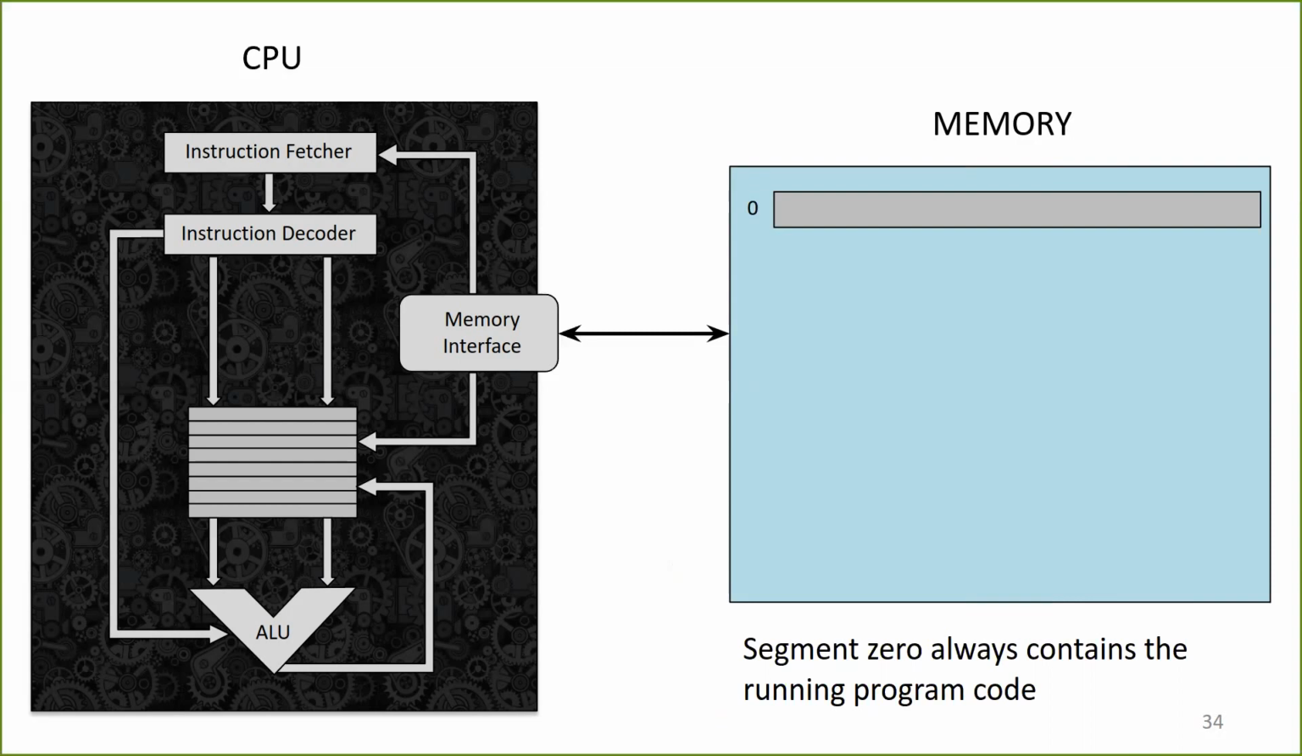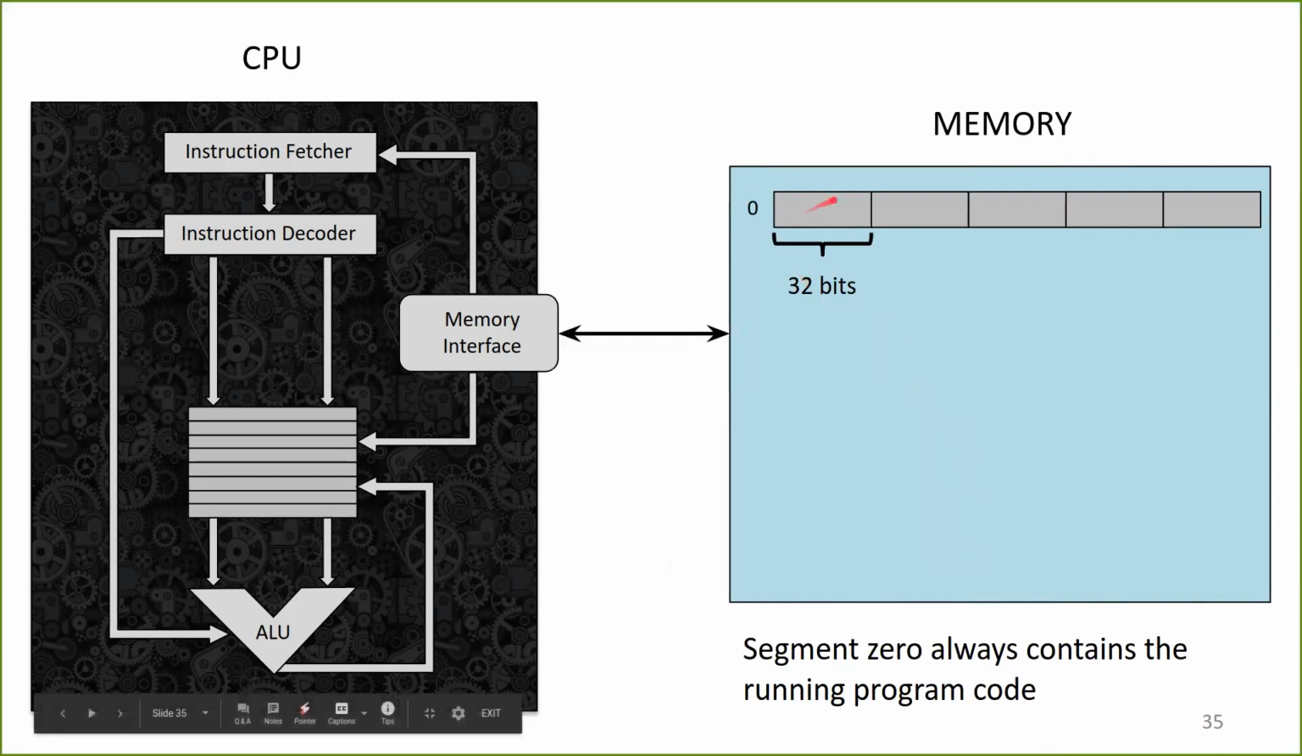Every segment, including the 0 segment, is always broken up into some number of 32-bit words. As the machine is word addressable, it is not byte addressable. You can't ask for an individual byte of memory. You can only ask for a word at a time, and each word is 32 bits large. So since each instruction is in a 32-bit format, each word of this 0 segment can hold a single instruction.